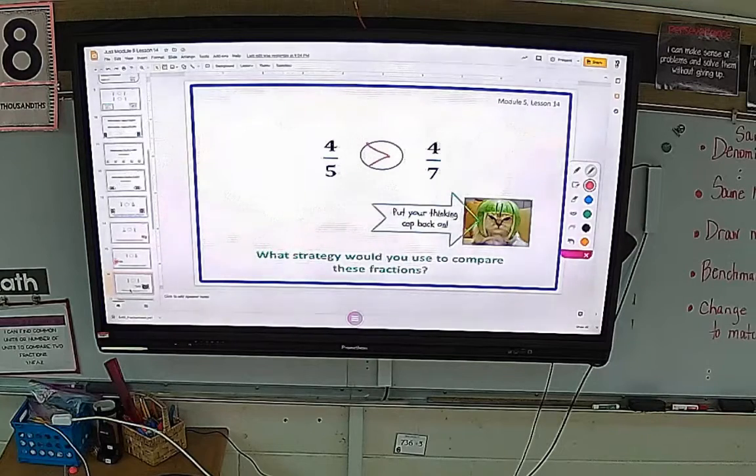4 larger pieces, 4 smaller pieces. Which one's going to be larger? The larger pieces.